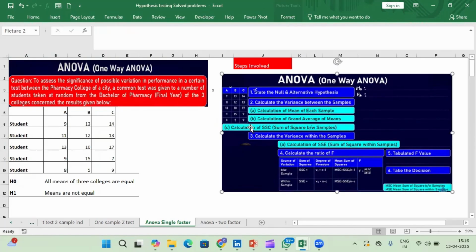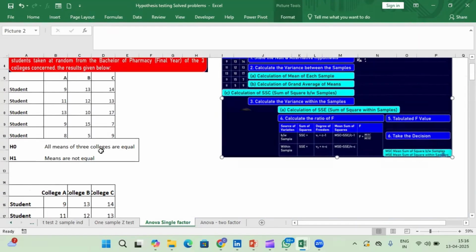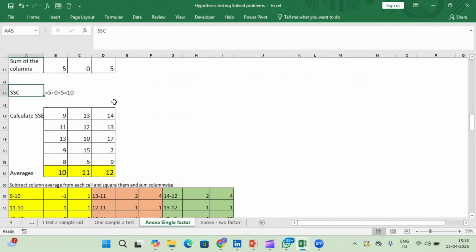SSC is defined as the sum of squares between samples. So we are comparing between the colleges, or the sum of squares between samples. SSC.